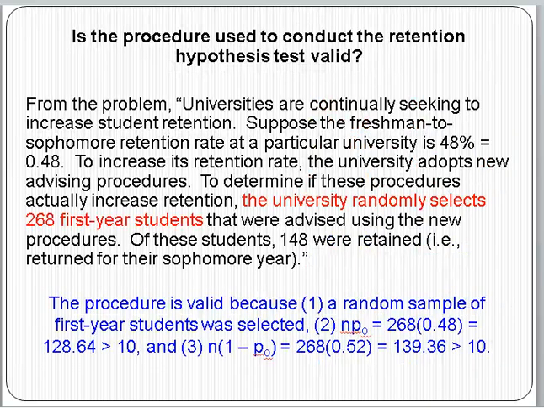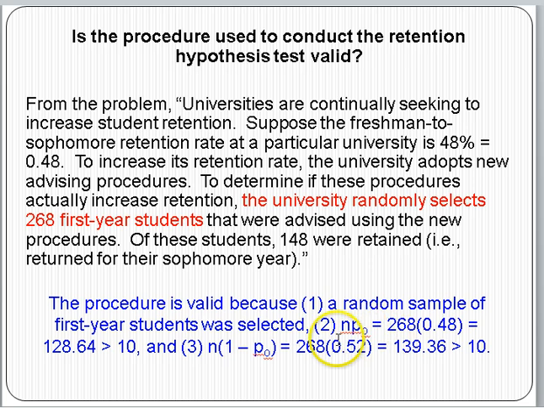Okay, is this procedure valid? Looking back at the statement of the problem, universities are continually seeking to increase student retention, so this is the original statement of the problem. One of the keys here, which I've highlighted in red: the university randomly selects 268 first-year students. So for the procedure to be valid, we have to have a random sample of first-year students selected, which it was.